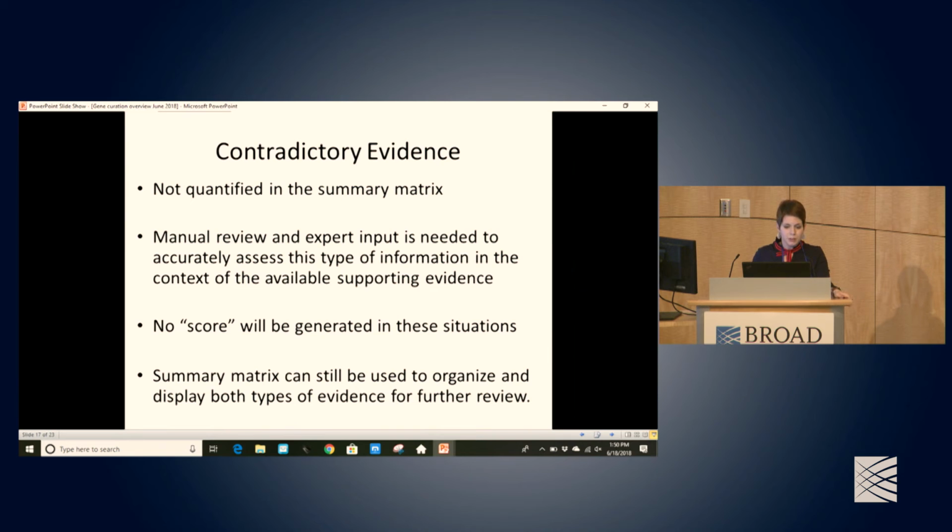Again, with the contradictory evidence, as I mentioned earlier, it's not quantified in the summary matrix. Manual review and expert input is needed to accurately assess this type of information. We don't give, like I said, any particular negative points for contradictory evidence, because we really want you to take in the situation as a whole and say, given what I have that's contradicting, is this significantly outweighing what I have in my supporting category?